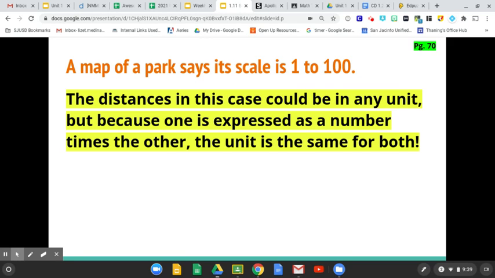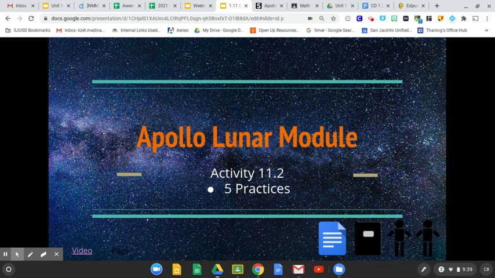If we measure something on the drawing in inches, and we measure it to be 1 inch, in real life, it's 100 inches. If we measure it to be 5 inches, in real life, it's 500 inches. So 100 times bigger. And again, you have to use the same units for both, for the drawing and the actual measurements.